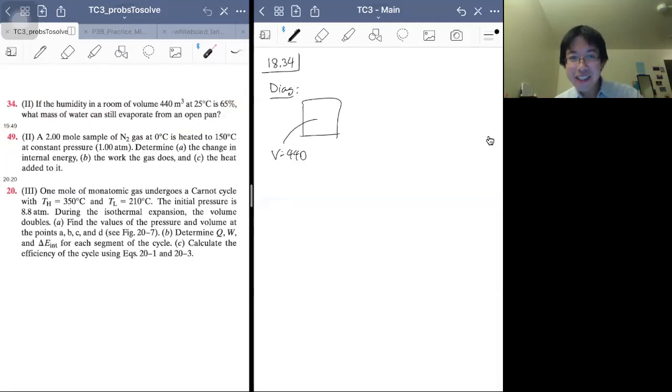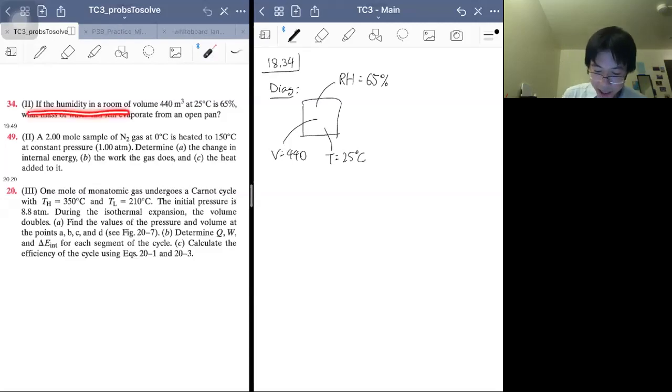Is my screen still up? Yeah, okay. Sorry, my computer is switching back and forth.